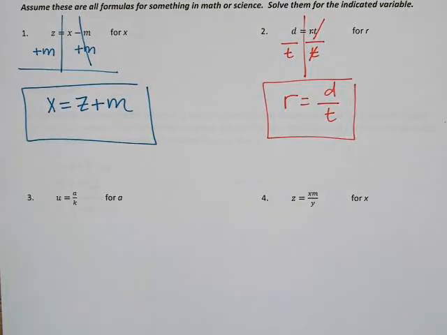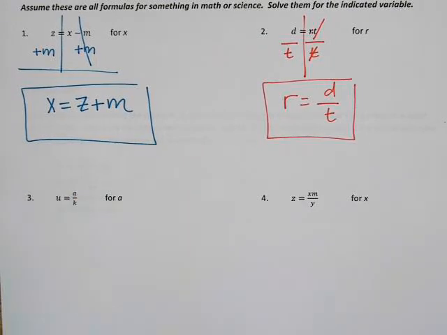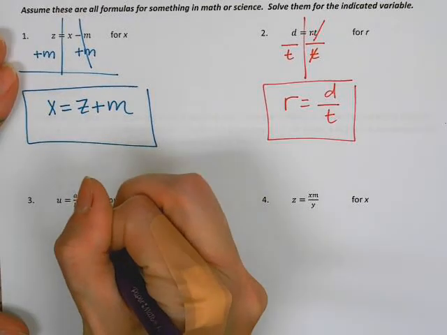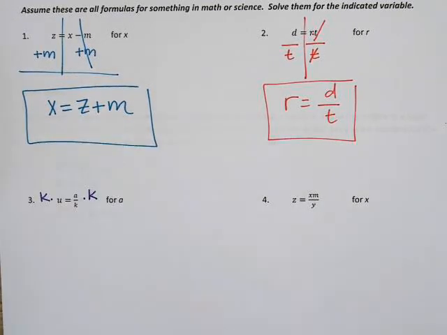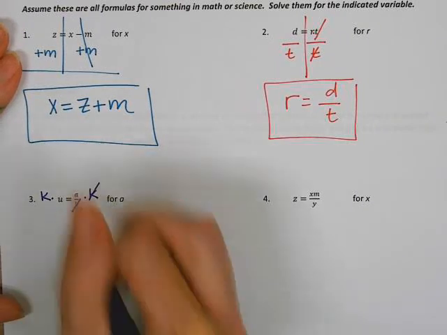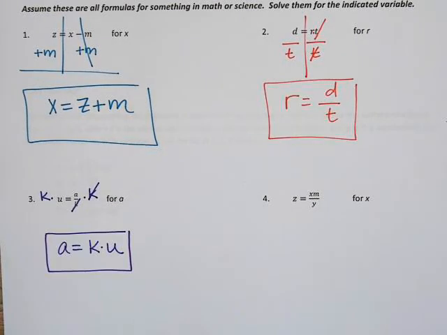All right, moving on. Number 3. Let's say the formula is U equals A divided by K, and we want A. All right, so how could you guys get A alone? Well, we're doing A divided by K, so to undo divided by K, we would multiply by K. You always do the opposite operation. Okay, so then these would cancel, and I think we're good. A would be K times U, or U times K. Order doesn't matter.